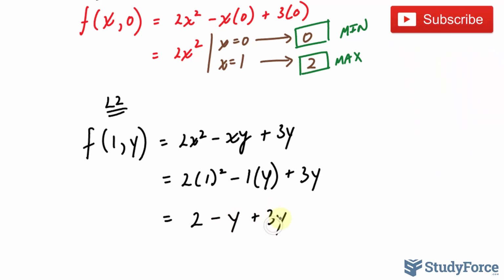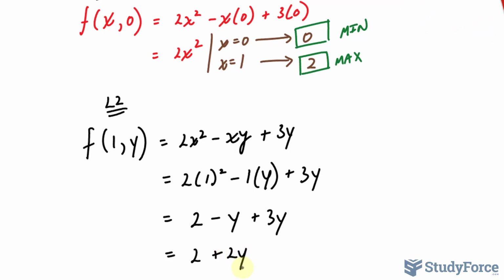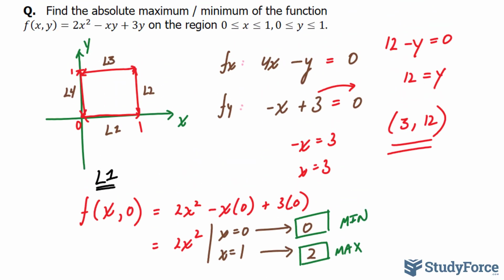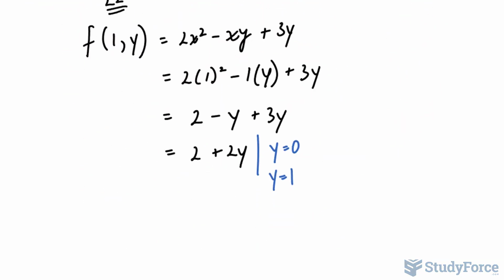We can combine this term and this term. We get 2 plus 2y. That was easy, and now we will evaluate this where y is equal to 0 and y is equal to 1. Because take a look, it ranges from 0 to 1. Substituting 0 into here gives us a 2. And substituting a 1 into here gives us a 4. So this is our maximum, and this is our minimum.